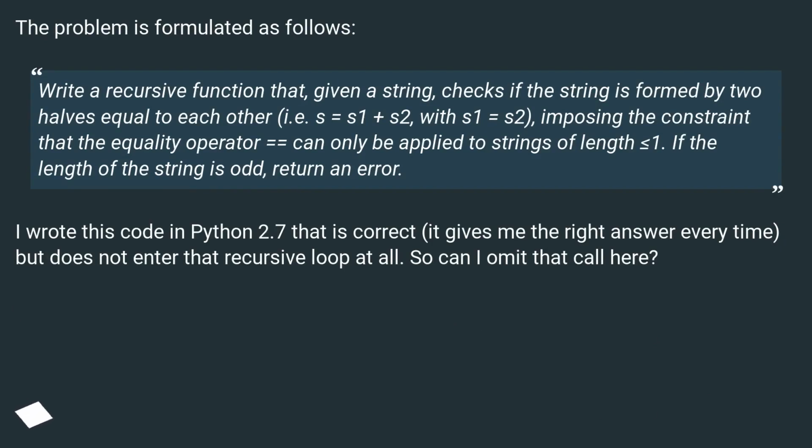Write a recursive function that, given a string, checks if the string is formed by two halves equal to each other, i.e. s equals s1 plus s2, with s1 equals s2, imposing the constraint that the equality operator can only be applied to strings of length less than or equal to 1. If the length of the string is odd, return an error.